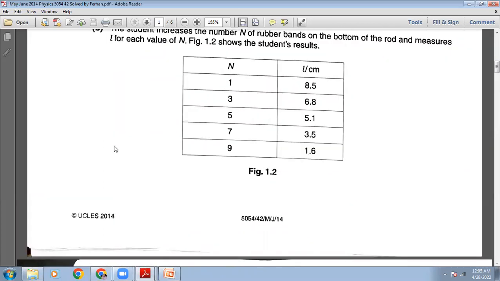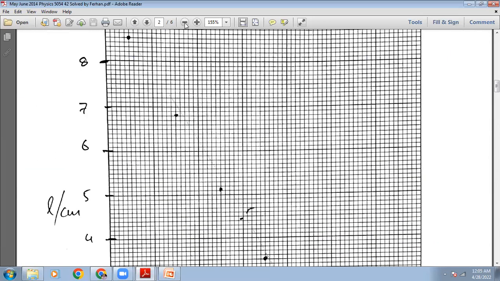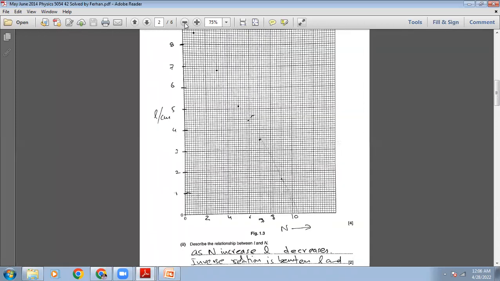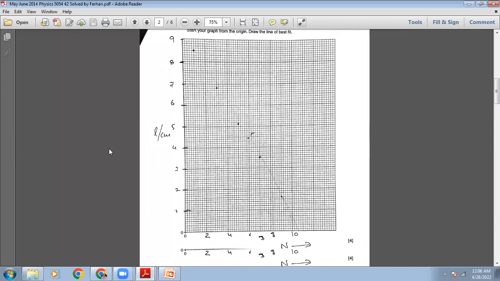Okay, so this is the table. The first thing which we will do is label the axes. So the y-axis has L in centimeters, and on the x-axis there is N. N means the number of rubber bands. And then we will plot them, and we will join them.